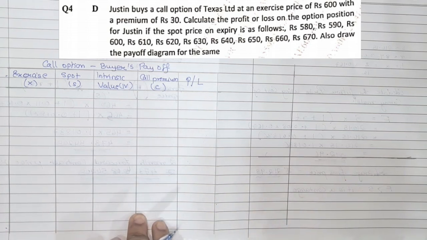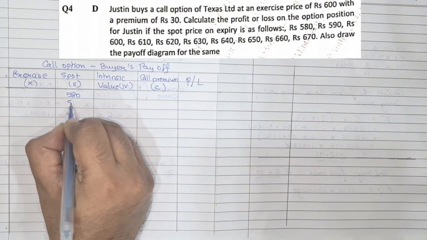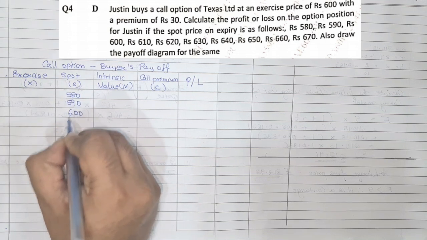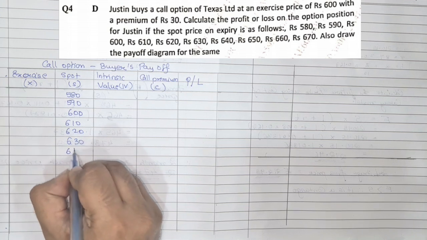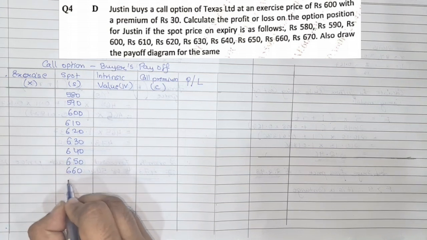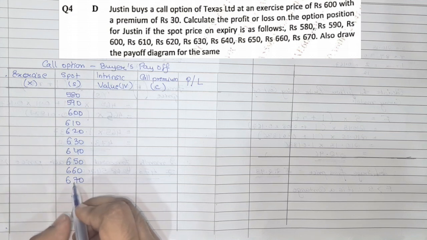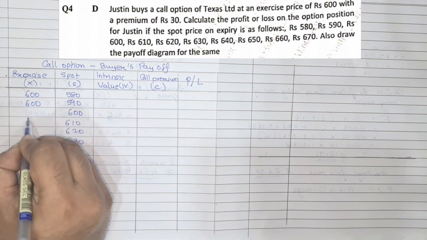First thing, they are giving you the exercise price is 600, premium is 30, and they are giving you various spot prices. So first we note down the spot prices. So 580, 590, 600, 610, 620, 630, 640, 650, 660, 670. Okay, these are the spot prices given. The exercise price is 600. So I'm noting 600 in all the cases.